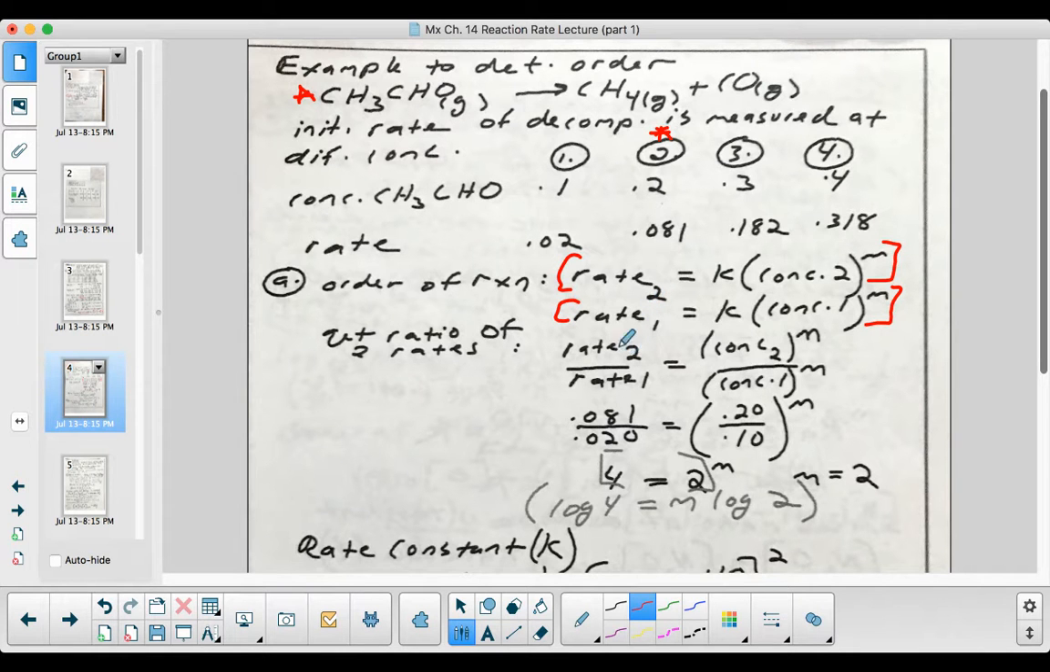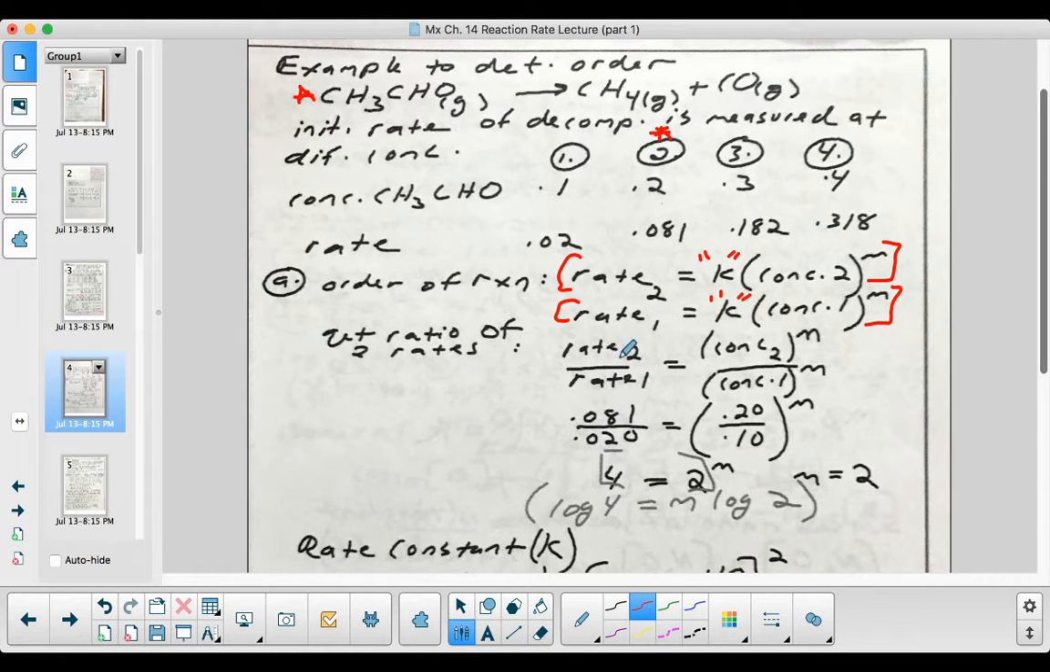So now I can rearrange that to say that the rate 2 over rate 1 is equal to the concentration 2 raised to the m power over the concentration 1 raised to the m power. So now I plug in the data, because I know that the K value is going to be the same, right? K is always constant as long as temperature is constant. At this point, that's what we're considering as constant temperature.